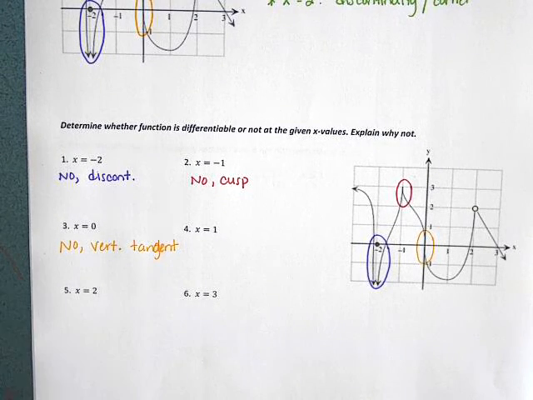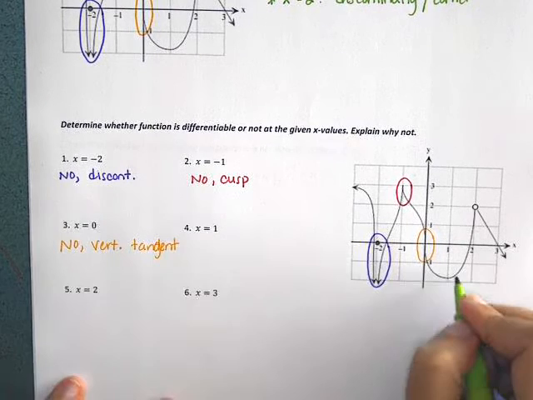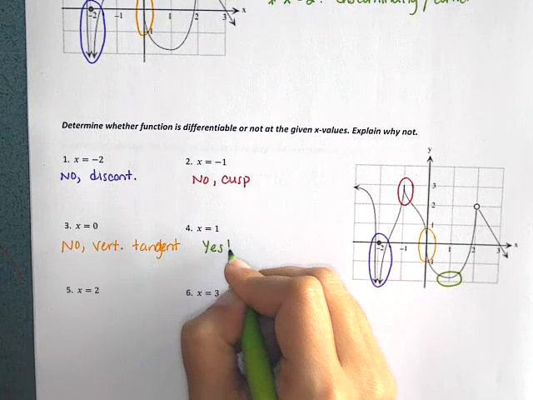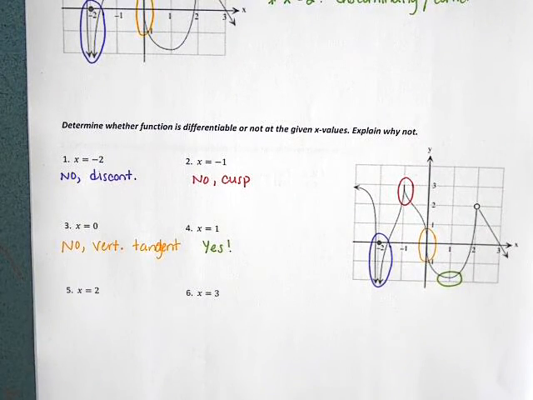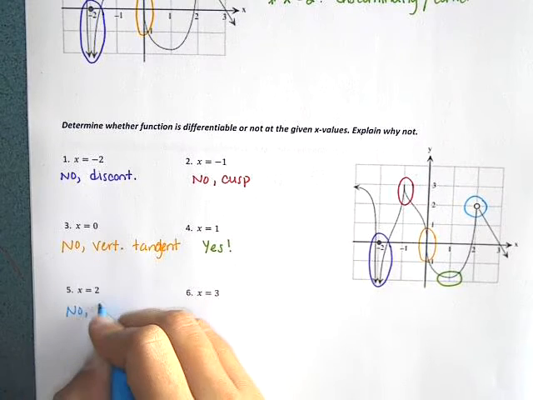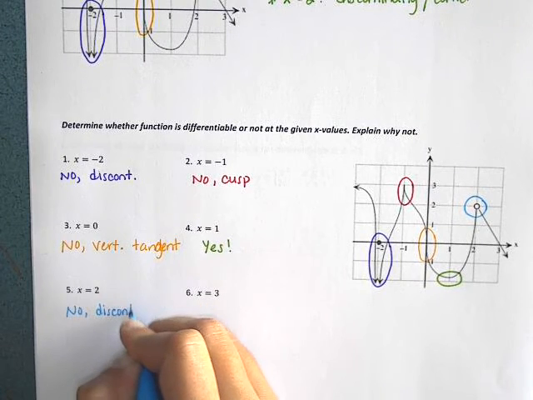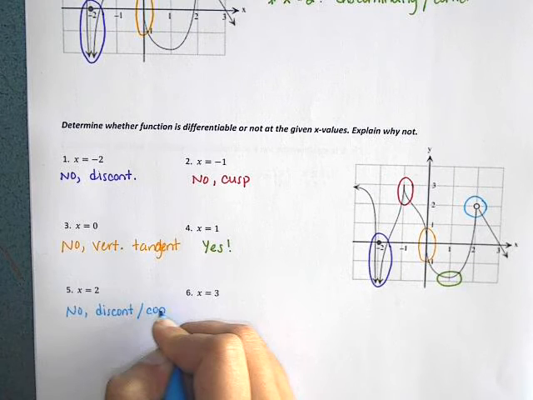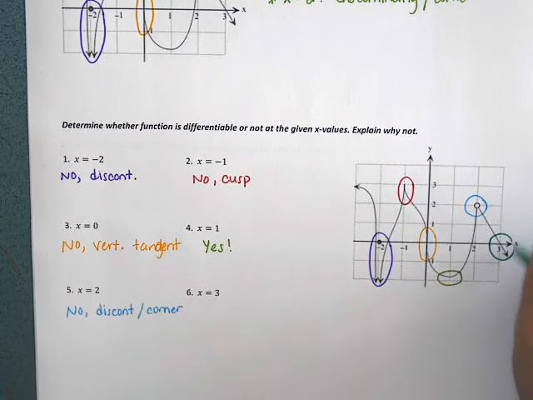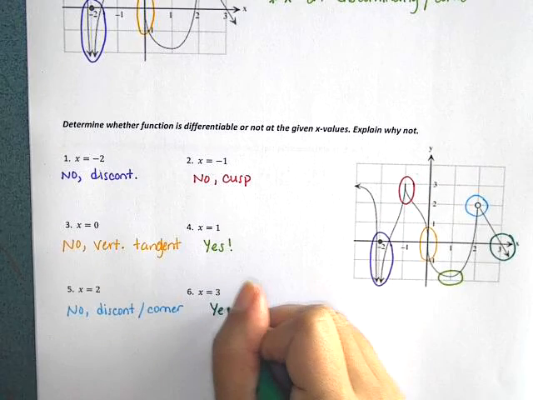Now here's what throws people off. A lot of times when the question is phrased this way, if we look at 1, we would say yes, it is differentiable. There's nothing weird going on there. If we look at 2, we would say no, because there's a discontinuity and a corner. And if we look at 3, again, this is what always throws people off. There's nothing weird going on there. So we would just say yes.